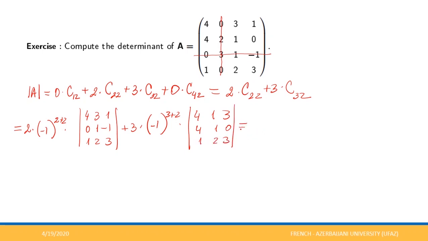This is equal to, here in order to calculate the determinant of 3 by 3 matrices, you can use the Sarrus rule or expansion formula. It's up to you. If you calculate this result, it will be 83. That's all.